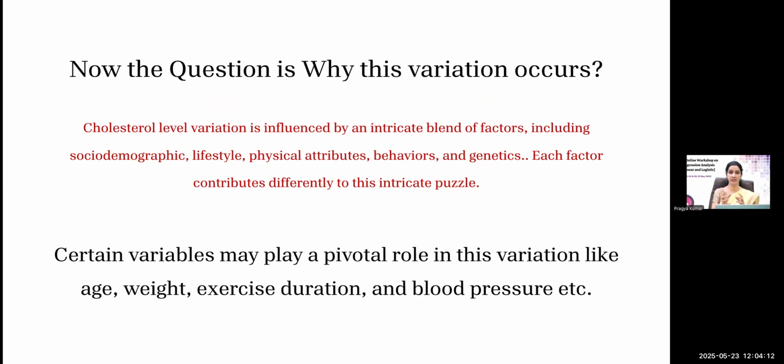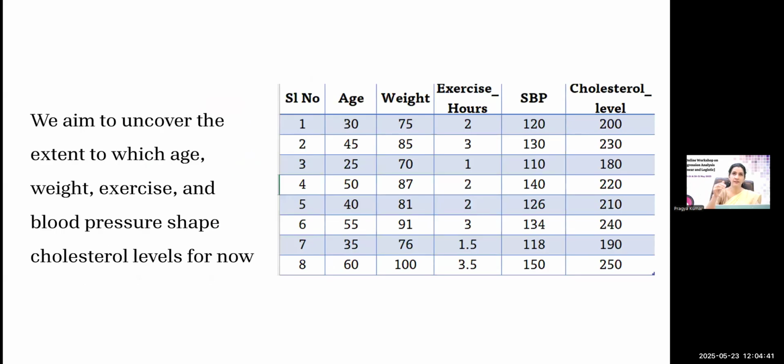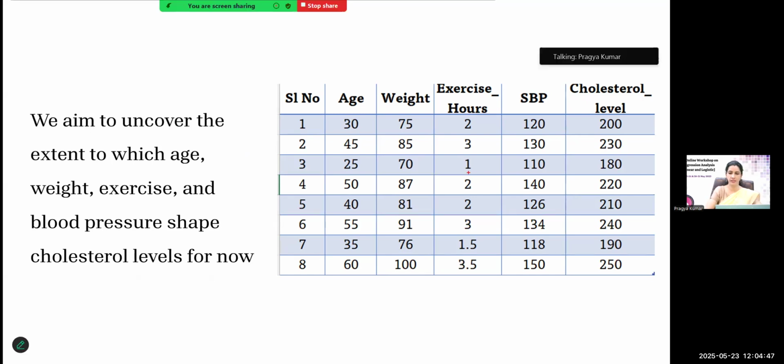Basically, whenever there is an interrelationship, all these variables, like socio-demographic, lifestyle, exercise hours, pre-existing illness, or genetics, are interacting with each other. Certain variables play a more heavy or pivotal role in this variation, like age, weight, exercise duration, and blood pressure. So probably I have taken those variables: age, weight, exercise, and SBP, and my dependent variable in this case is cholesterol. Okay.